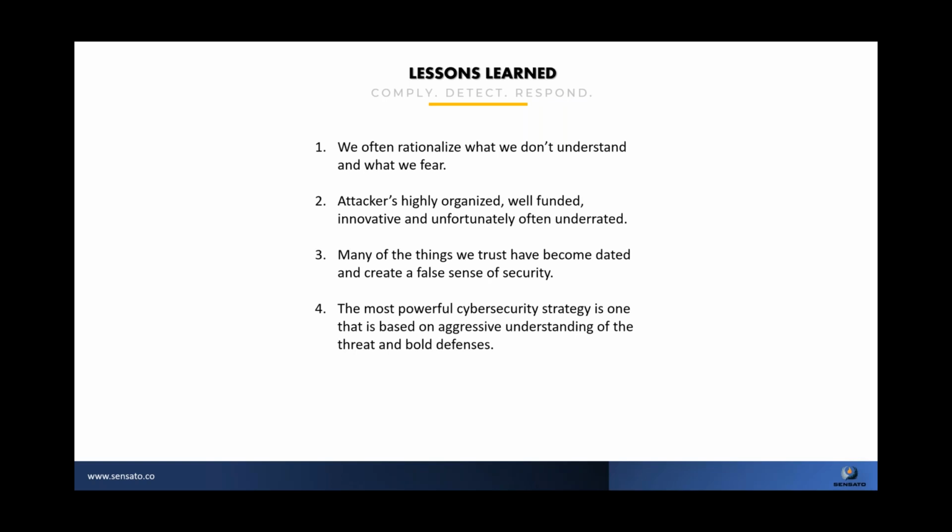One of the biggest pieces of advice is, have an aggressive understanding of threats and bold defenses. Think out of the box, right? Be thoughtful of the tools and the tactics and the procedures that you use, and don't just get comfortable with, well, we'll just move to the cloud or we'll just do that. There is no pure answer other than your tenacity and you being as creative and innovative as the attackers are.